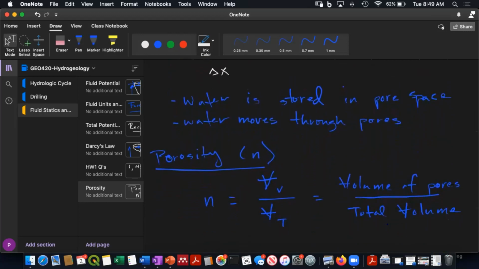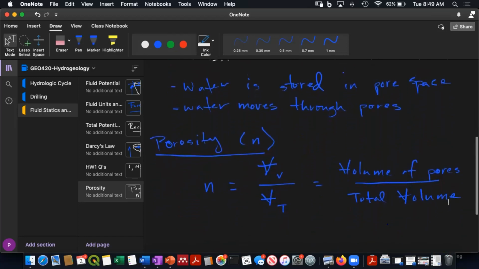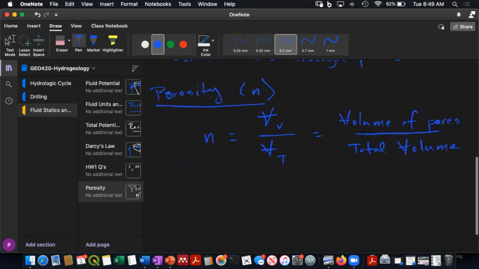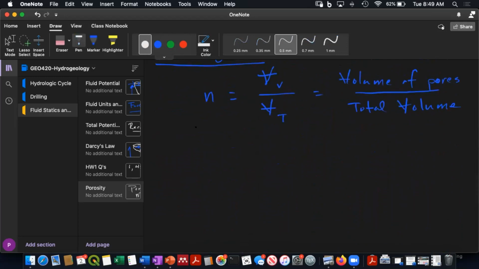So this is our first fundamental property of the porous media. It tells us how much volume we have available to store water in the ground. So as an example, let's do a calculation. So let's do an example here.